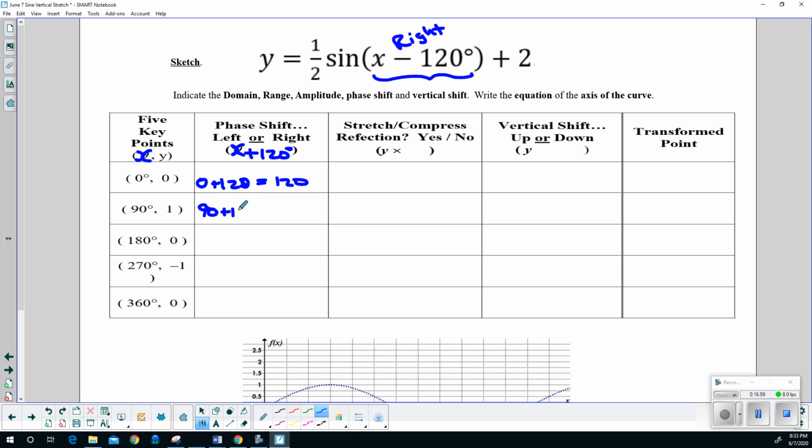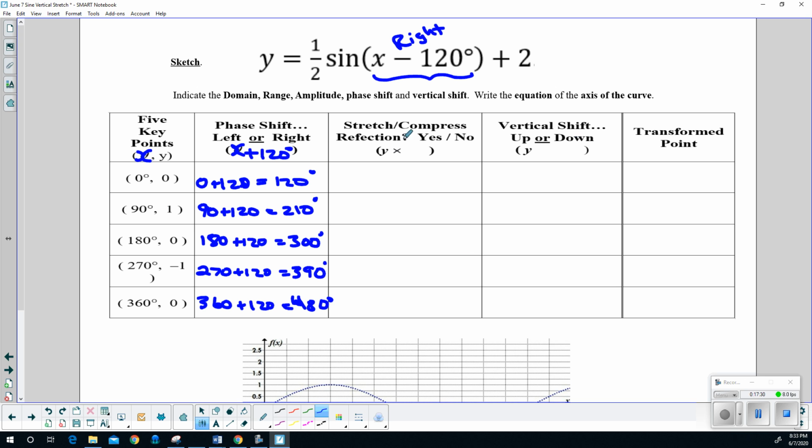90 plus 120 gives me 210. 180 plus 120 gives me 300. 270 plus 120 gives me 390. And 360 plus 120 gives me 480. So these are my new x values. Okay.